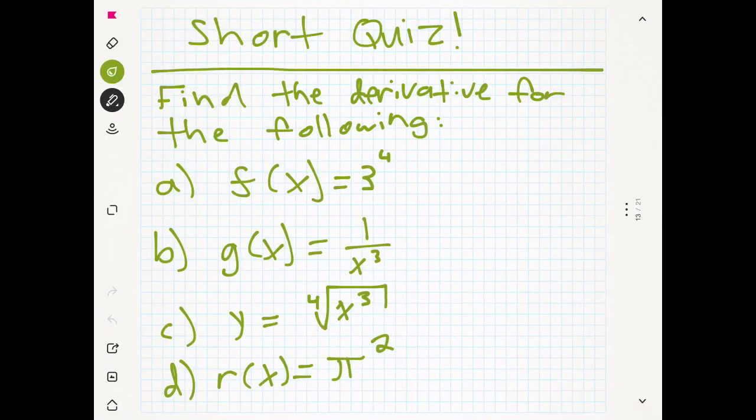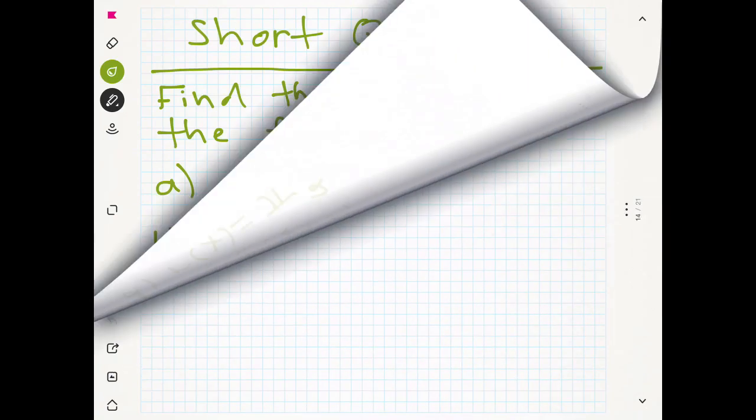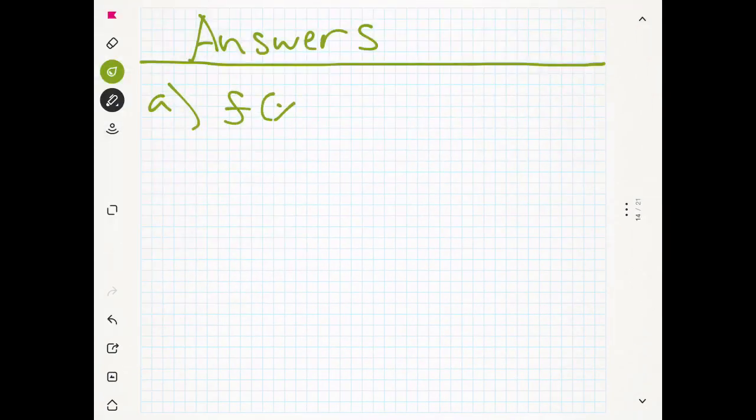We want to find the derivative of f of x is equal to 3 to the power of 4. So this relates to our first rule, if you can remember. The derivative of a constant number is always 0. So this is a constant number. Even though it's to the power of something, 3 to the power of 4 still just turns out to be a constant number. F prime of x means the derivative of this function is 0, and that's the answer for A.